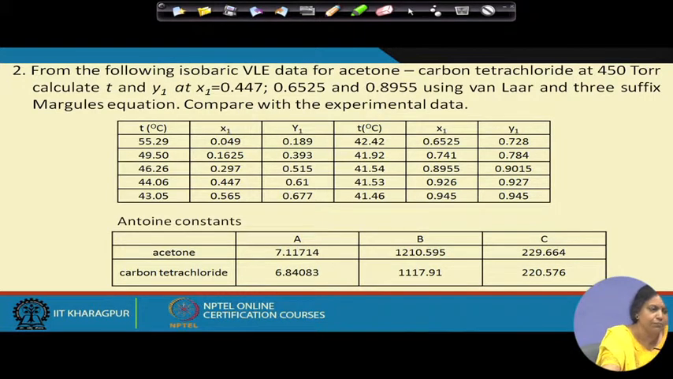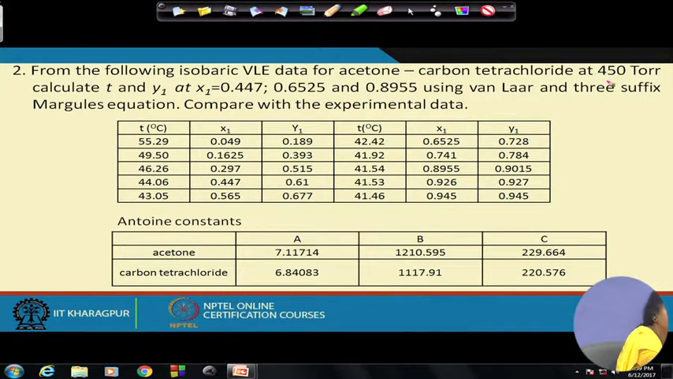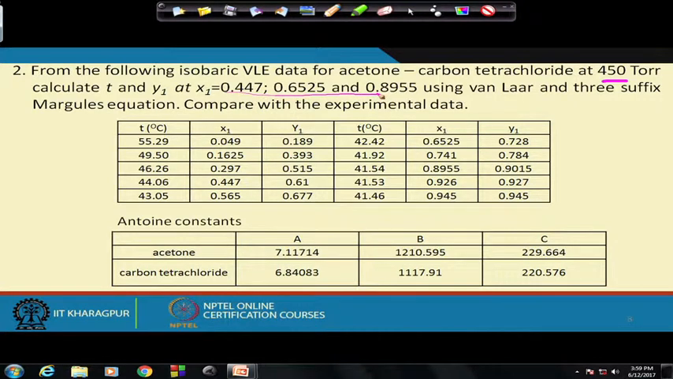Your P is given here, it is 450 torr, and for 3 different x1s you are supposed to find it out. The way we proceed is all right. Some fragmentary data is given. Based on this fragmentary data, you can take up this 55.29. Once you know T in degrees centigrade, you know the Antoine constants for acetone and carbon tetrachloride. So, from here you are in a position to find out Pi saturated.